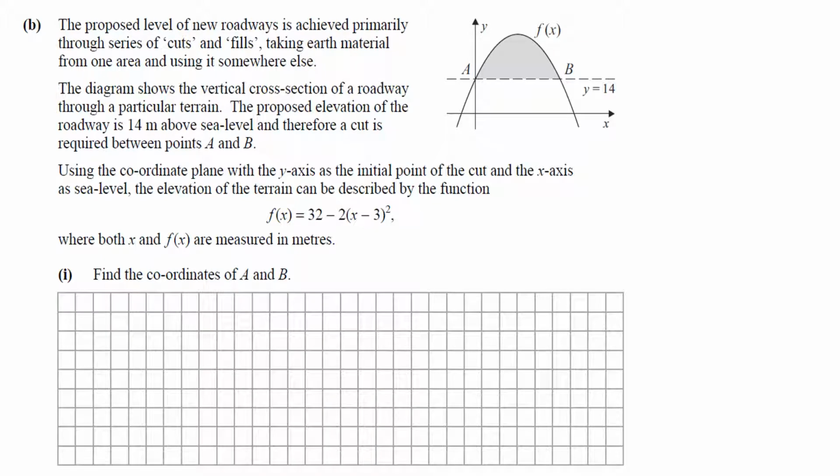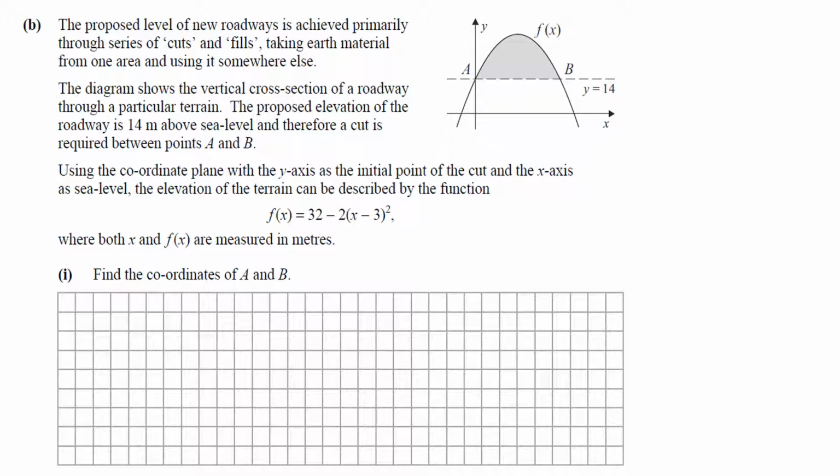So part B of this question kind of goes away from what we're working with from part A, which was integration, and it's now using a different type of integration. The proposed level of new roadways is achieved primarily through a series of cuts and fills, taking earth materials from one area and using it somewhere else. The diagram shows a vertical cross-section of a roadway through a particular terrain. The proposed elevation of the roadway is 14 meters above sea level.